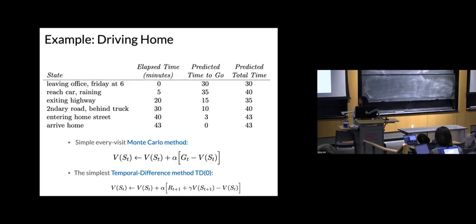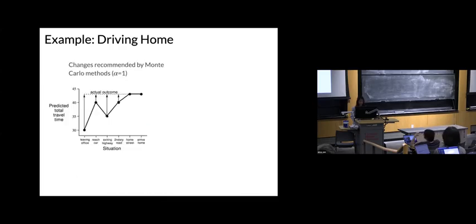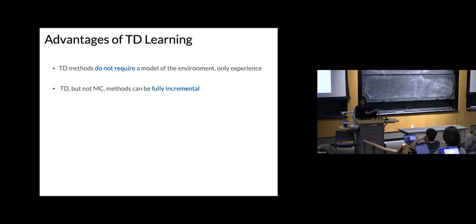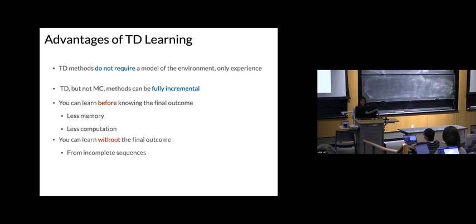We already discussed this with the problem of going from your office to home. We saw that in the case of Monte Carlo, you need to wait till the end of the trajectory to update your value estimates, while for TD, you don't need to wait, okay? So you're fully incremental. And you can also operate on tasks that are not broken into discrete episodes of experience, okay? So this is the benefit.